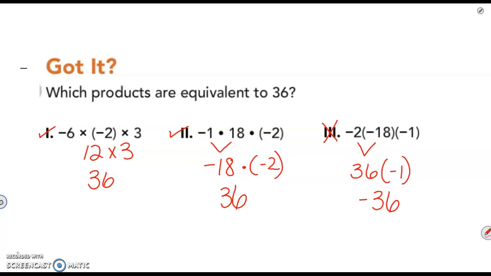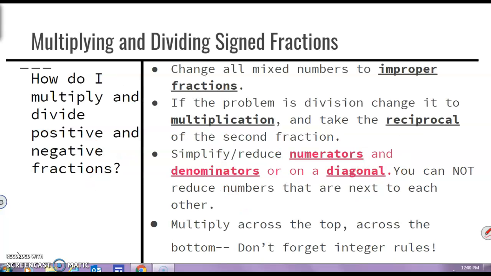If you are multiplying 3 numbers together that are signed, look and see if you have 2 negatives and 1 positive. If you have 2 negatives and 1 positive, your solution will be positive. If you have 3 negatives, your solution will be negative. Go ahead and pause the video and copy these rules down on multiplying and dividing signed fractions.